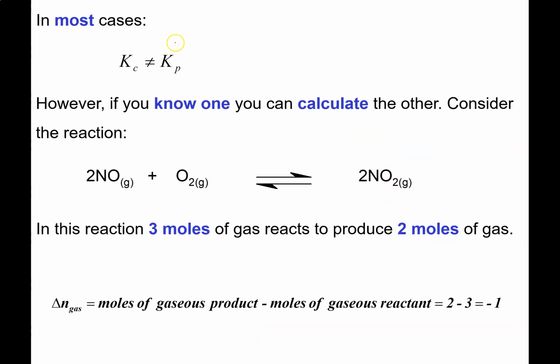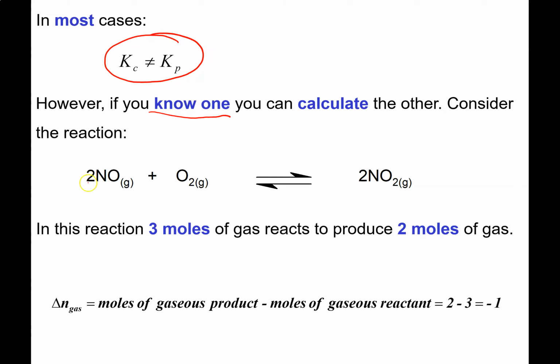Okay, so there is a little bit of a difficulty. In most cases, your equilibrium constant calculated using concentrations will not be equal to your equilibrium constant calculated using pressures. However, it turns out if you know one of these, you can always calculate the other.